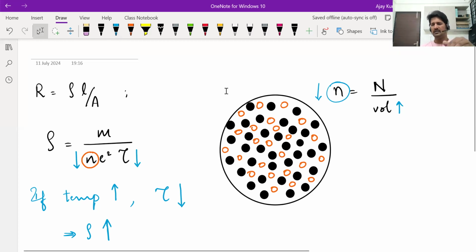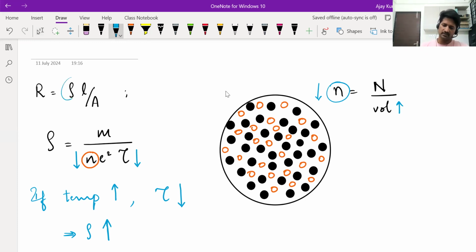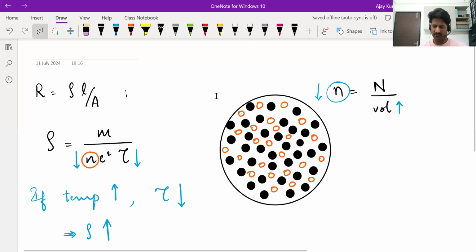So generally, when temperature increases, time constant and number density decrease, so resistivity increases. And if resistivity increases, resistance as a whole will also increase. Again, there is the change in length and change in area that you might need to consider, but those changes are insignificant compared to the change in resistivity. So simply based on resistivity, you can tell what happens to resistance. You can ignore the changes in length and area.